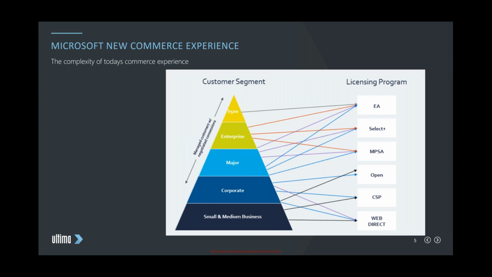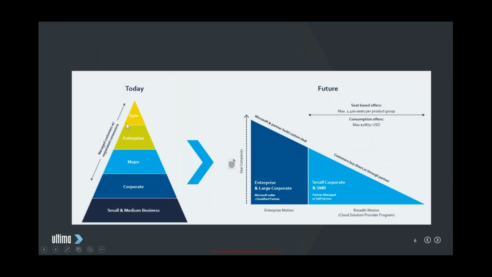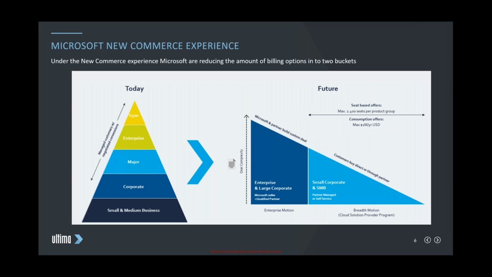variety of different Microsoft agreements you can buy from, whether it's EA or whether it's MPSA, Open. There's a huge variety. No matter what size you are, you can pick and choose. So as you can understand, this has led to an awful lot of complexity in the market. Microsoft licensing is very convoluted and not simplistic. So the idea with this new commerce experience is that a lot of these purchasing options are removed. So in the future, you're effectively going to have 2 types of organization. This is incredibly simplistic.